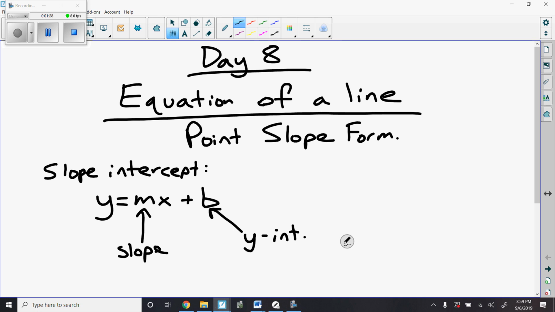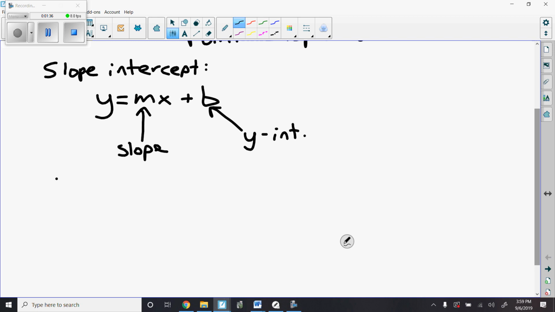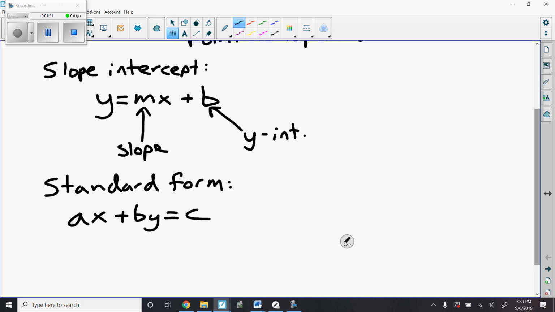The second way that you learned how to write a line was probably standard form. Standard form came in the form ax plus by equals c. I never have liked standard form. I think it's my least favorite way. In fact, whenever I got an equation in standard form, I'd always just put it in y equals mx plus b form. But there are some nice things about it. You can find both the x and the y-intercept pretty easily, but that's about it. Standard form, yeah, I mean, it is what it is.